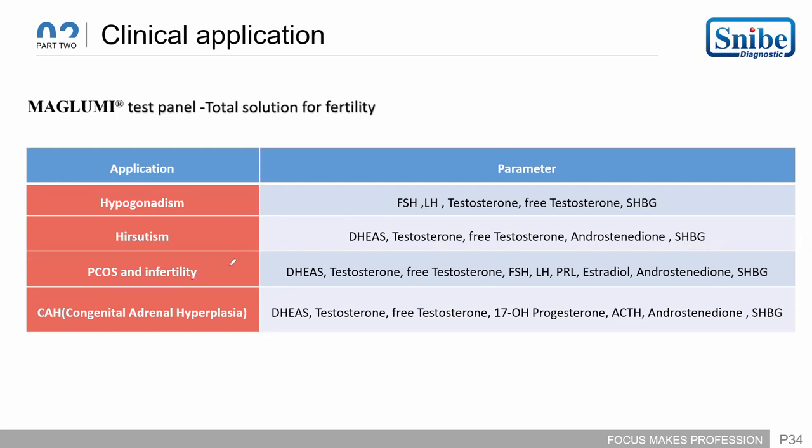For the disease condition of PCO and other infertility, we have a very comprehensive fertility menu and gonadal panels, which help to diagnose infertility and polycystic ovarian syndrome. For congenital adrenal hyperplasia, we also have 17-hydroxyprogesterone along with ACTH and DHEAS and other parameters to diagnose this congenital adrenal hyperplasia.